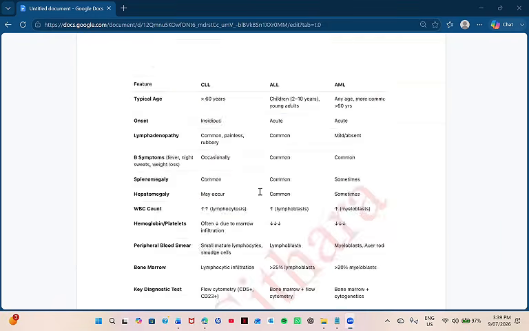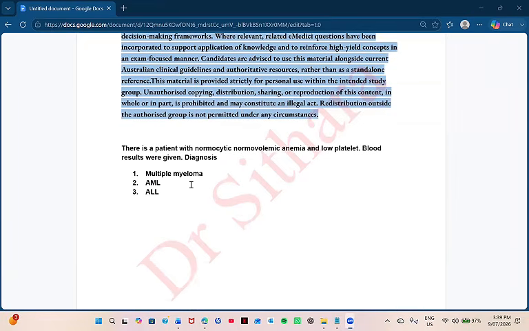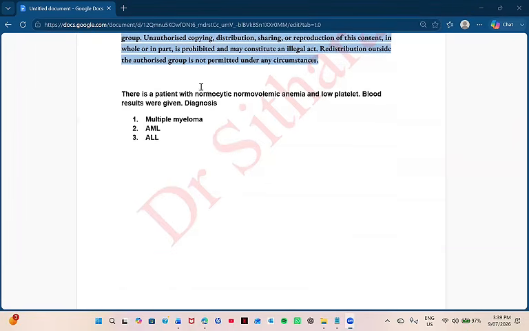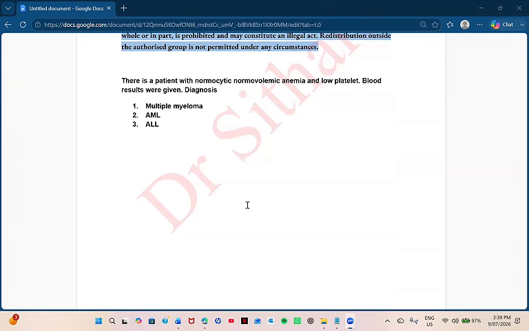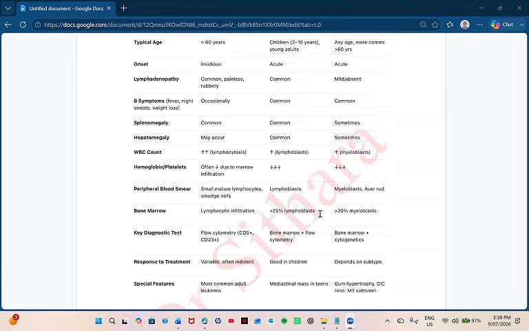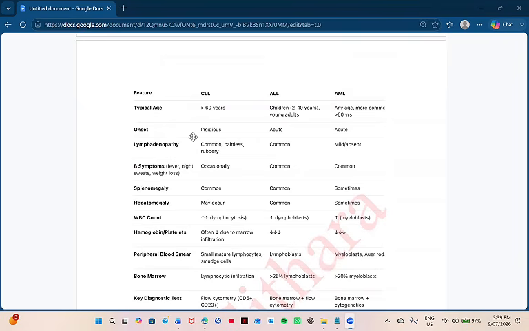Question 18. Do you have any doubt with this question? Because this is an incomplete situation and we have just discussed ALL and AML, right? I hope there's no problem with this, because you need to know it. We discussed AML, ALL and all these things, and I have again attached this chart as well.